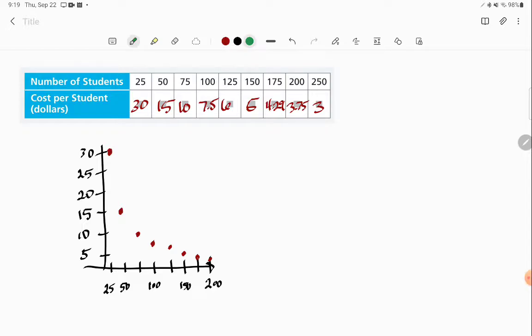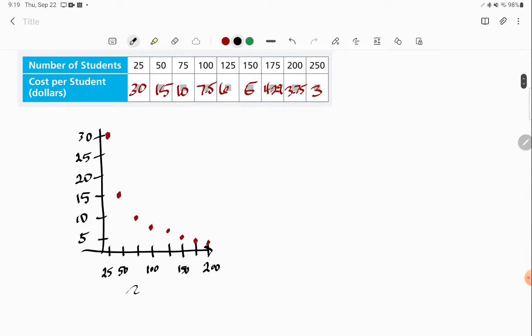So when we sketch the graph showing how the cost per student changes, this bottom portion here is the number of students. And I went by 25 because you notice it goes 25, 25, a change of 25. And then I went by 5s because my highest was 30, my lowest was 3. I can easily get that on my graph, and this is the cost per student. So make sure we're labeling our axes as well.